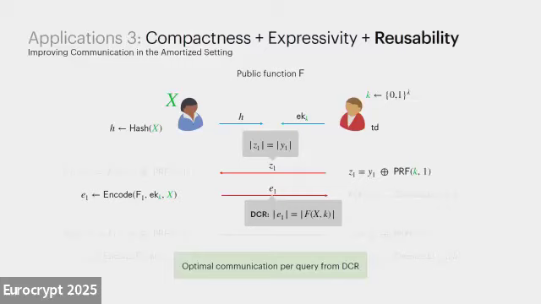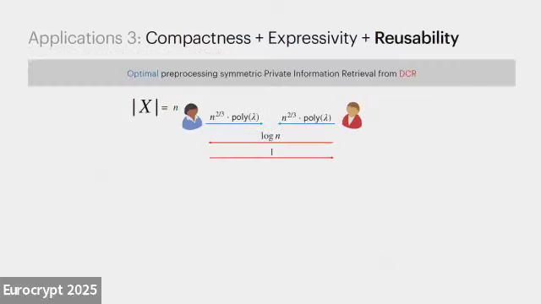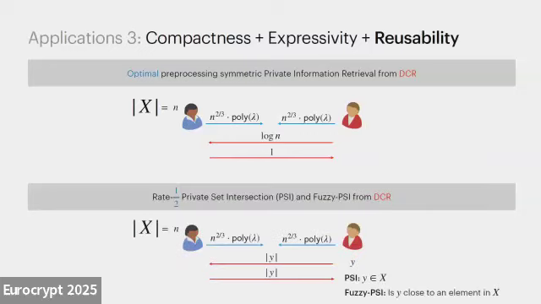Finally, the message sent by Bob to Alice is rate 1 because of the hybrid encryption. And the message sent by Alice to Bob is rate 1 with DCR because it has rate 1 hints. So we get optimal communication per query from DCR. So using this template, we get optimal pre-processing symmetric PIR from DCR, where the pre-processing messages are sublinear in the size of the database. And we get rate half private set intersection and fuzzy private set intersection from DCR, where again, the pre-processing messages are sublinear in the size of Alice's input set.